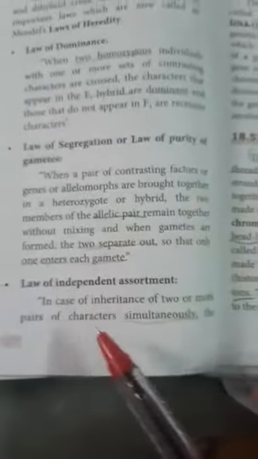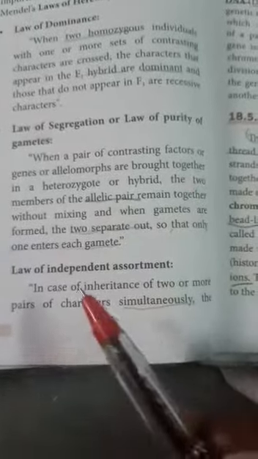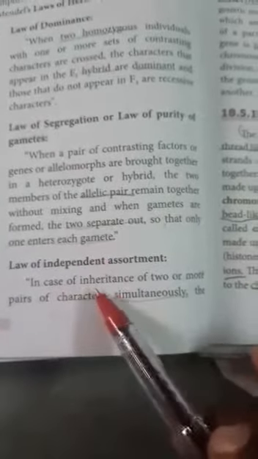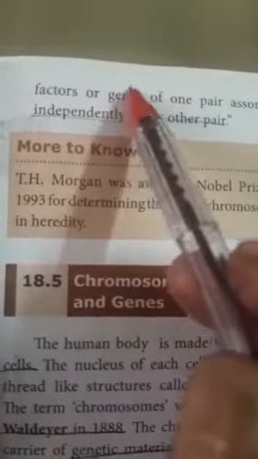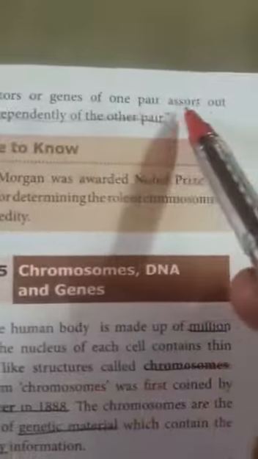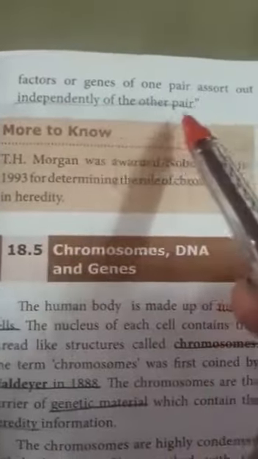The law of independent assortment. In case of two or more pairs of characters considered simultaneously, the factors or genes, the old name of gene is factor, and one pair of factors assorts independently of the other pair. One pair is independent of the other. That is the law of independent assortment.